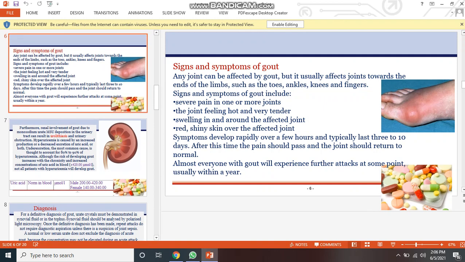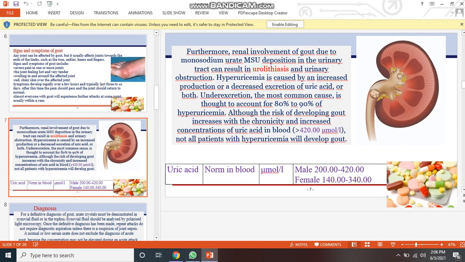And now we talk about the renal involvement of gout due to monosodium urate (MSU) deposition. What is MSU? MSU is deposited in the urinary tract and results in urolithiasis and urinary obstruction. Hyperuricemia is caused by increased production or decreased excretion of uric acid. In all these things, we talk about uric acid. If uric acid increases or decreases, it causes different diseases, because it is a main component of our human body.